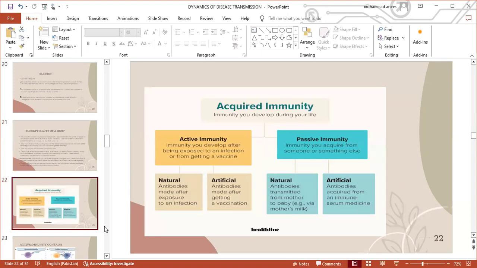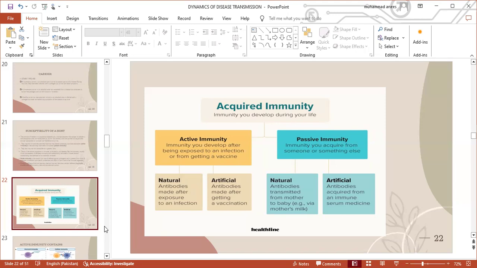So this was innate immunity. Another immunity that we acquire over time during life is known as acquired immunity or adaptive immunity, which is further divided into active immunity and passive immunity. Active immunity is developed after being exposed to an infection or after getting a vaccine. Passive immunity is the immunity you acquire from someone or something else, like the natural way of antibodies transmitting from mother to baby by milk. Artificial is antibodies acquired from an immune serum medicine.